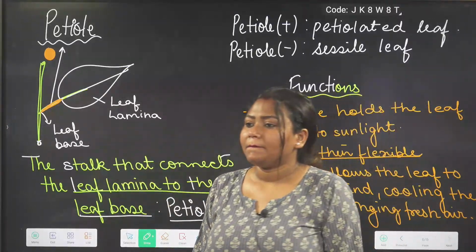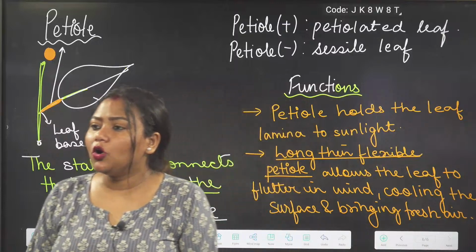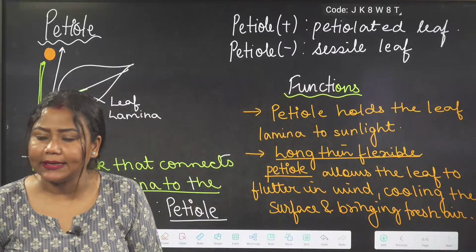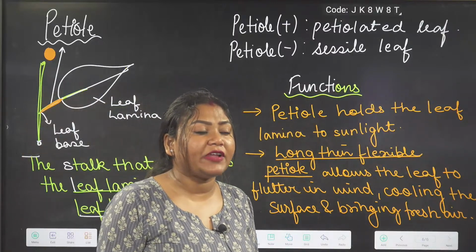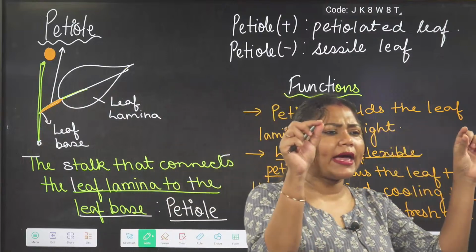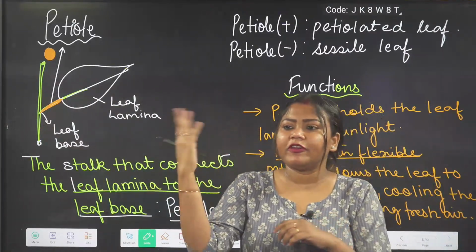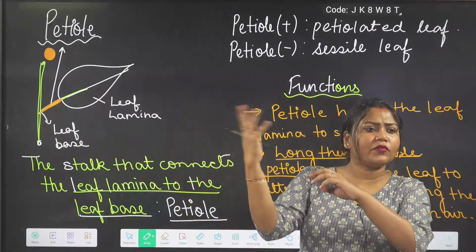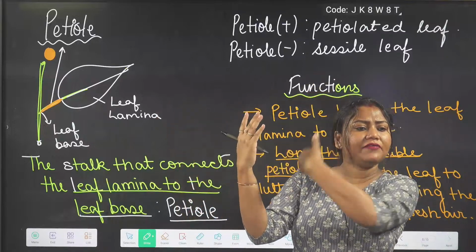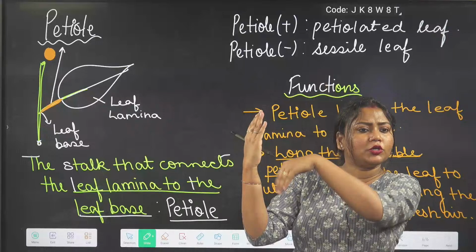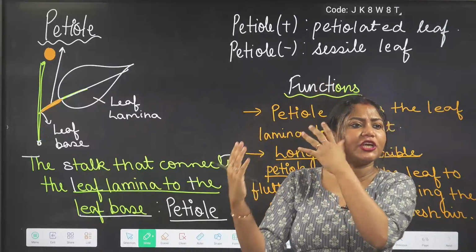Okay? Petiole holds the leaf to sunlight. Long, thin, flexible petiole. Long and thin. Okay? Like this. It is fluttering. It is moving. When it is moving, what will happen? Water will evaporate. Water is going to evaporate and new fresh air will come.